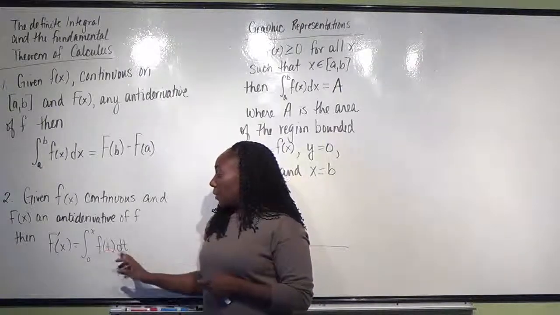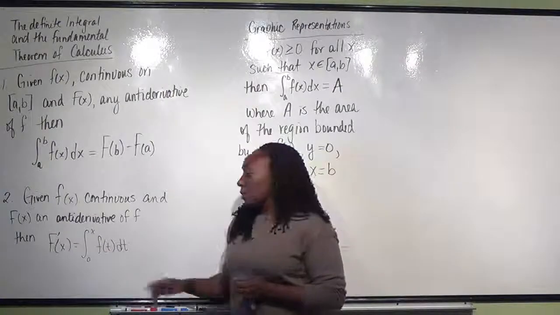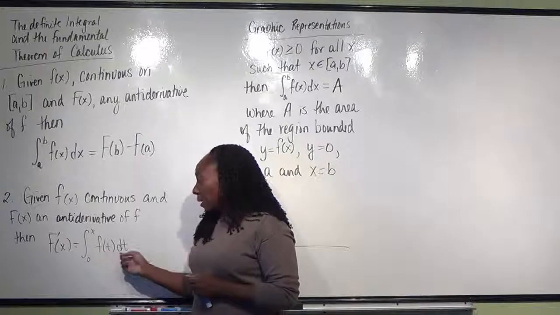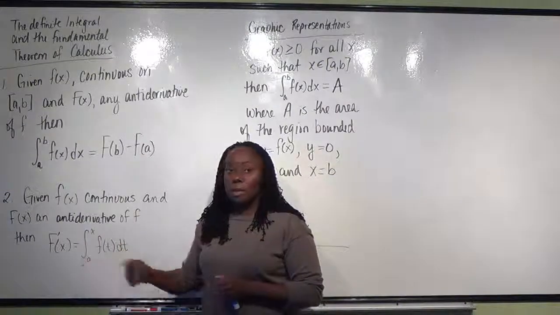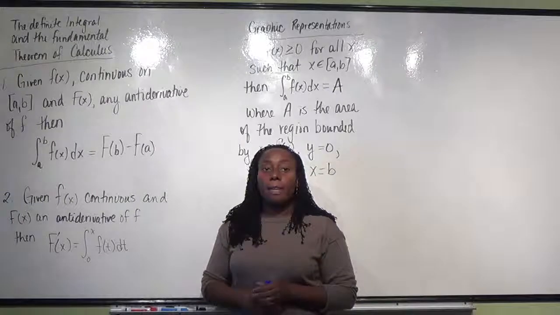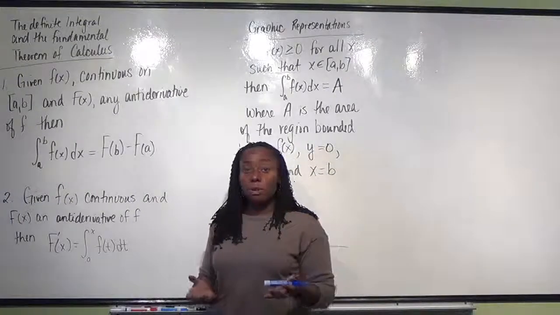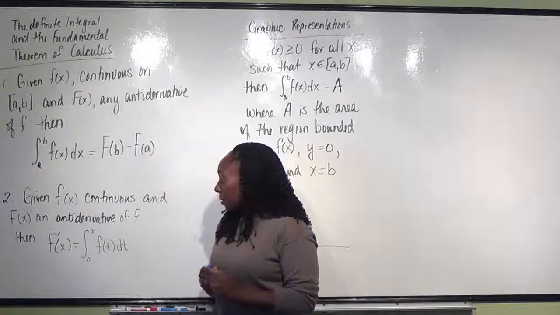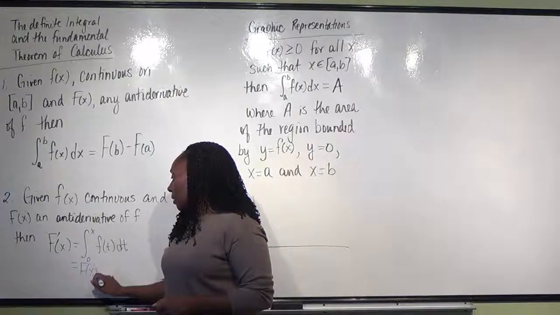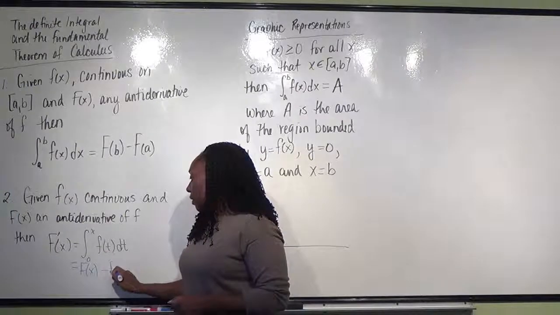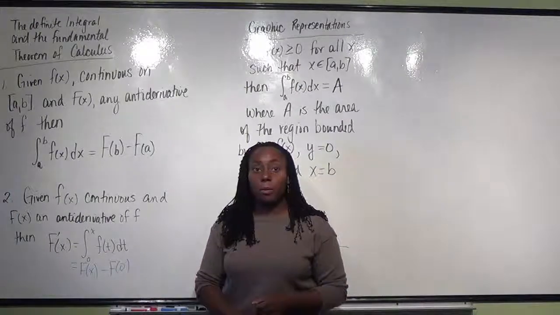Notice here my function is in terms of t, so if I evaluate this integral, I'm going to get a capital F of x minus a capital F of 0. And then F of 0 is just a constant, so I'm just looking at capital F of x, right? So this would be based on the first part of our fundamental theorem.